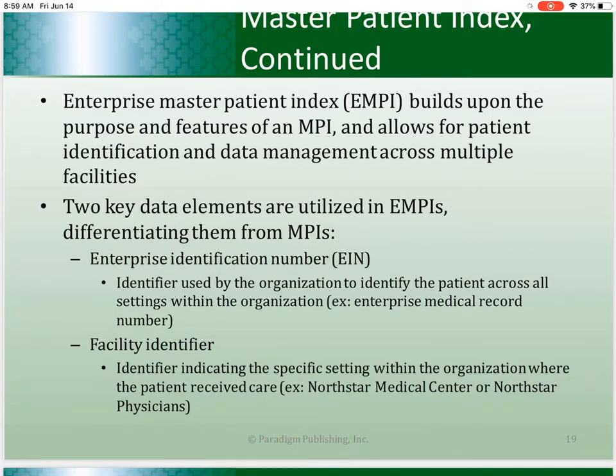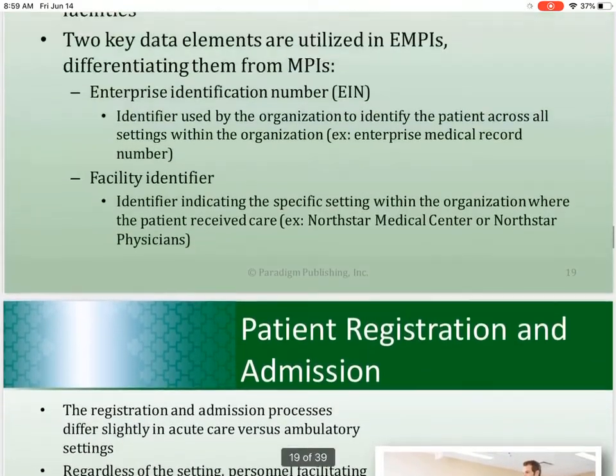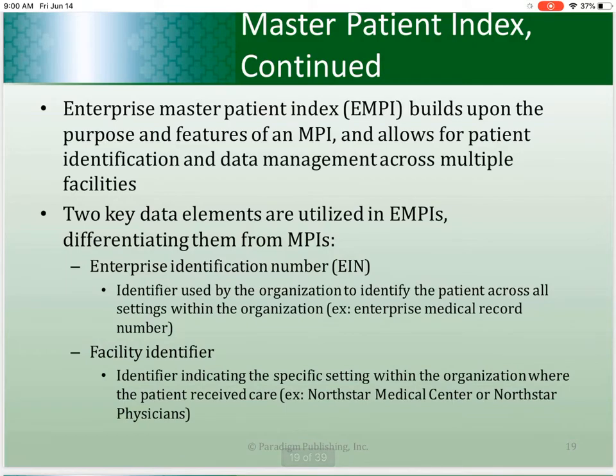Recommended eMPI data elements include the following. In the book, you'll see this on page 114. It includes the EIN, Facility Identifier, Internal Patient Identification, Patient Name, Date of Birth, Sex, Race, Ethnicity, Address, Social Security Number, and Telephone Number.